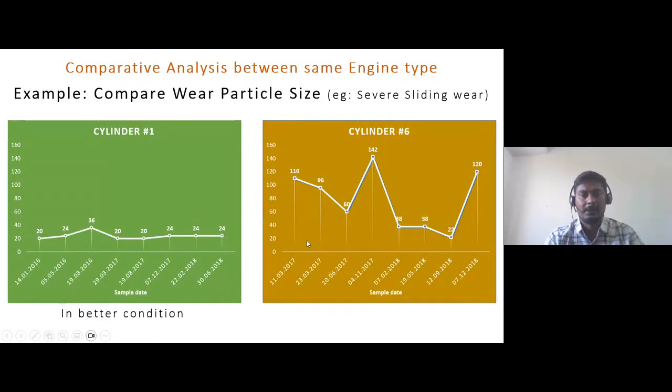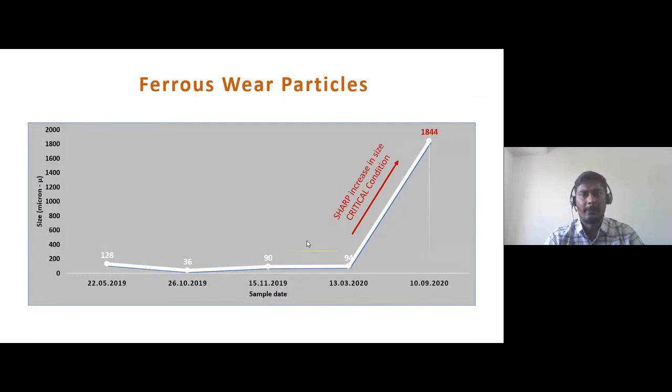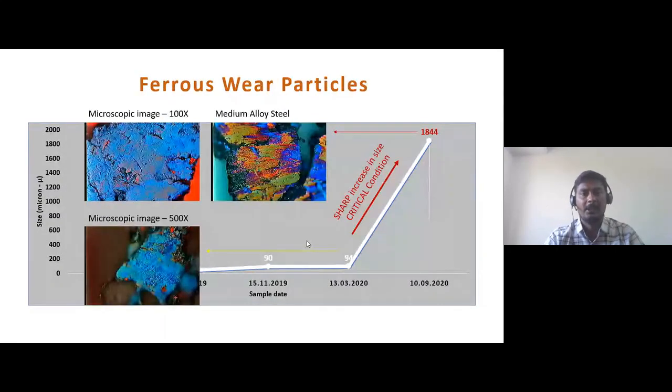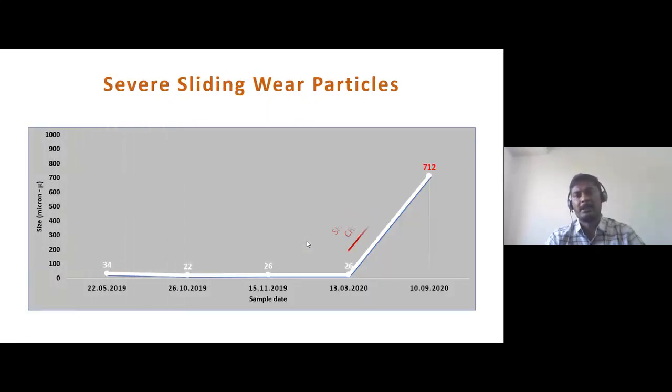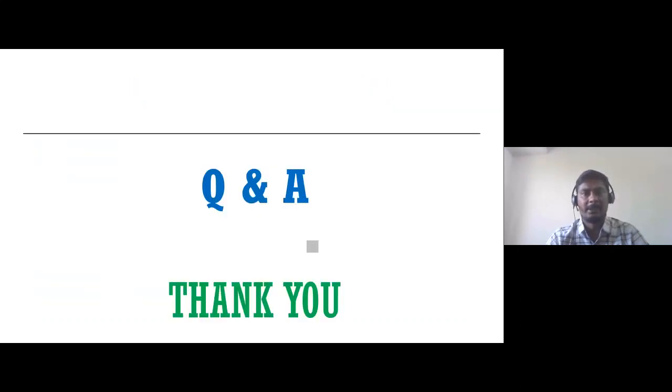This is a better condition. This is a condition that can be improved. For ferrosphere particles, you can also see some types gradually increasing, how particles increase, medium elastic, and how things are inside. Severe sliding particles you can also see suddenly increase within 6 months with improper lubrication. It's saying we can find this type of severe sliding wear particle.